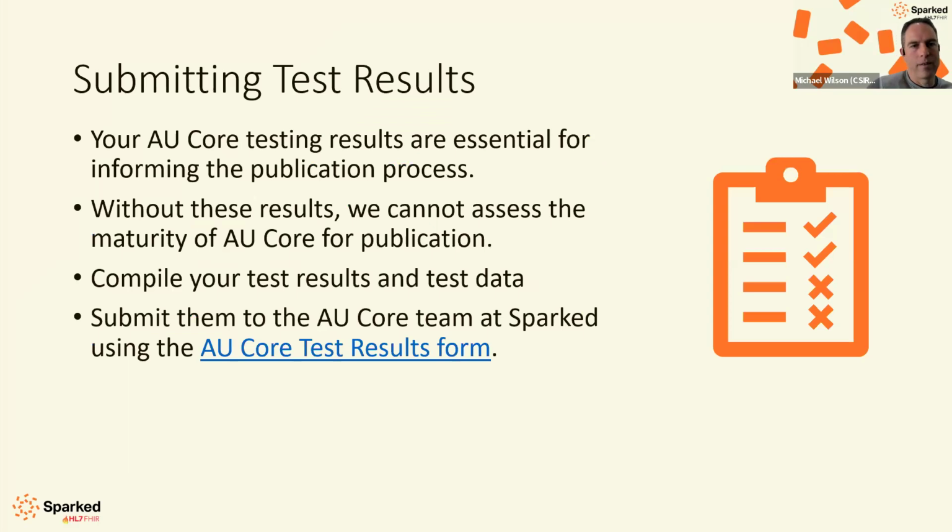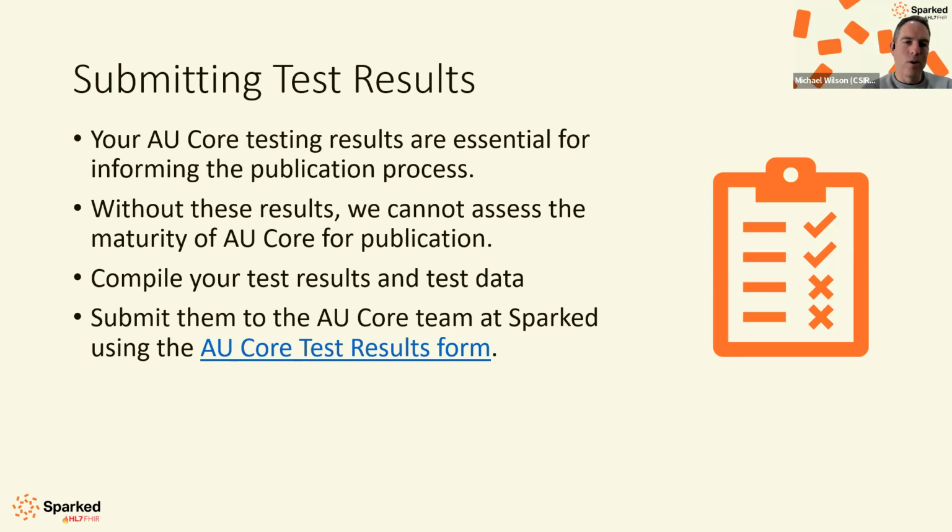Providing feedback. This is one of the key outcomes we want from the day. We're not just there to test and play around with each other. We actually want to provide feedback so we can assess the maturity of AU Core. This is an evidence gathering process that will be used for assessing the maturity of AU Core when it publishes for ballot. And without these, we can't assess the maturity.